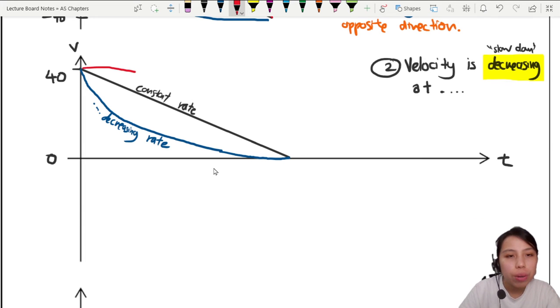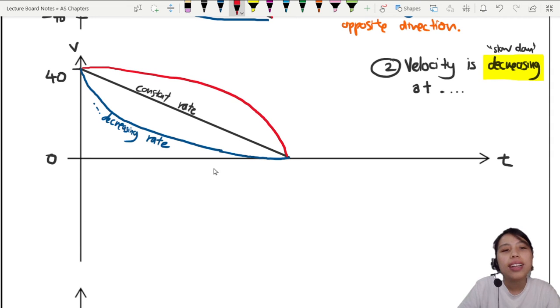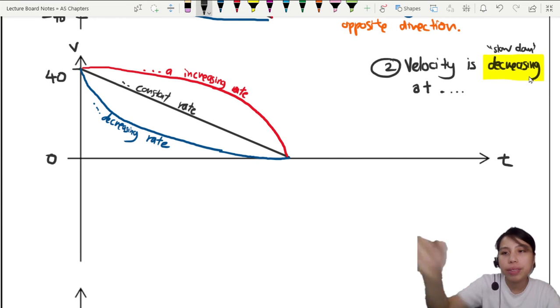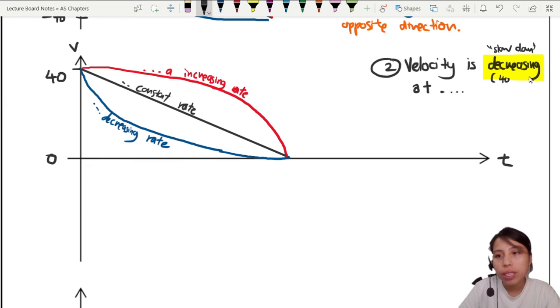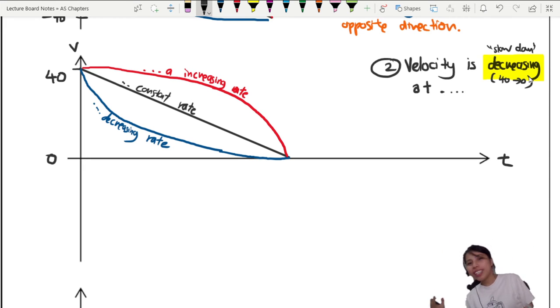At first very slow. Then suddenly, wow, decrease so fast. Brake. Screech. Then this one is called velocity is decreasing from 40 to 0 at an increasing rate. Okay, there we go. So that's all the cases for decreasing from 40 to 0 meters per second or whatever acceleration. Can you do the opposite?